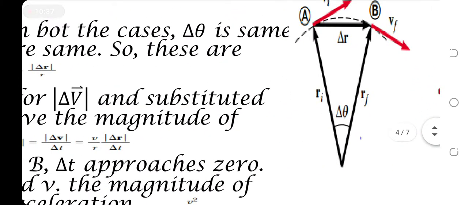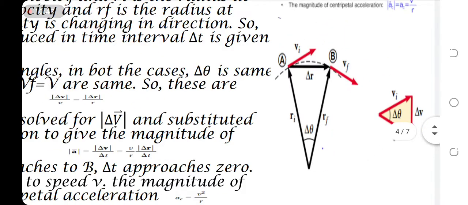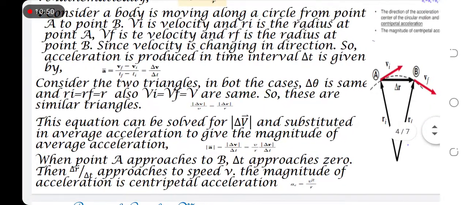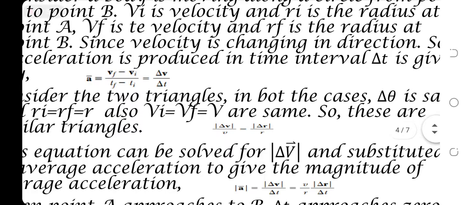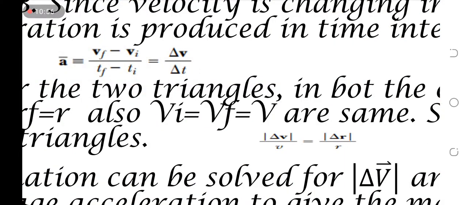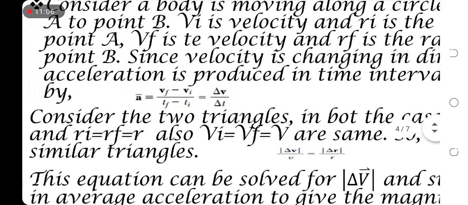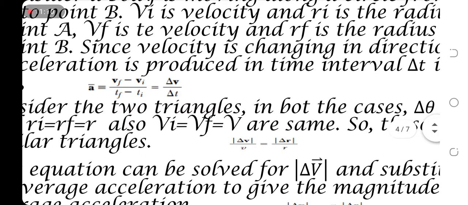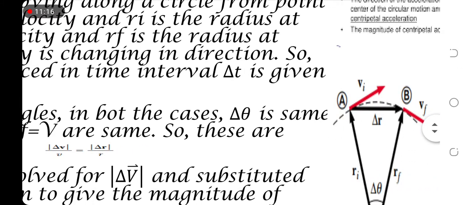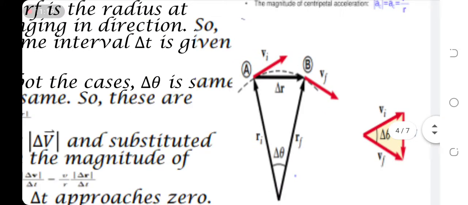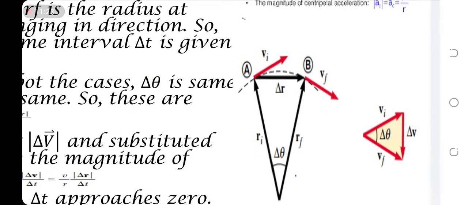Since speed is constant, the magnitude of velocity is constant and direction is changing, so acceleration will be produced. We can write the acceleration as a equals average acceleration, Vf minus Vi over tf minus ti, in short delta v over delta t. Consider the two triangles. In both cases, delta theta is the same because the magnitude of radius and the magnitude of Vi and Vf is the same.